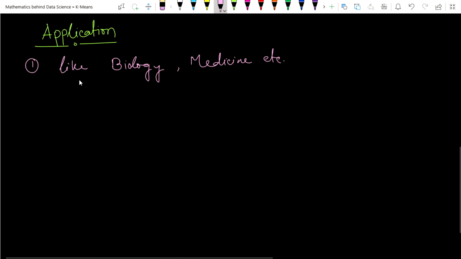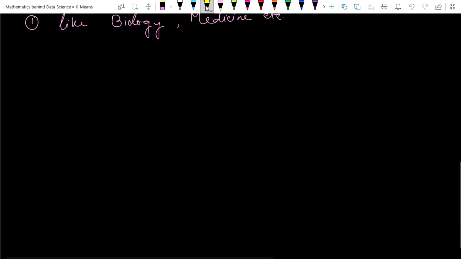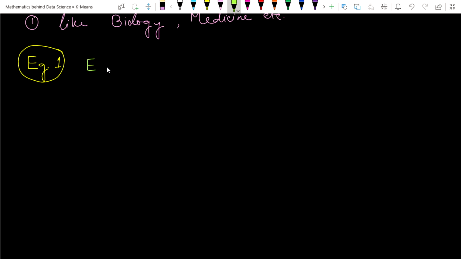Let's discuss through an example how important these things are in real machine learning. Suppose we go step by step. Let's take the example first: an e-commerce website. Let's see how these things are used in the e-commerce world.